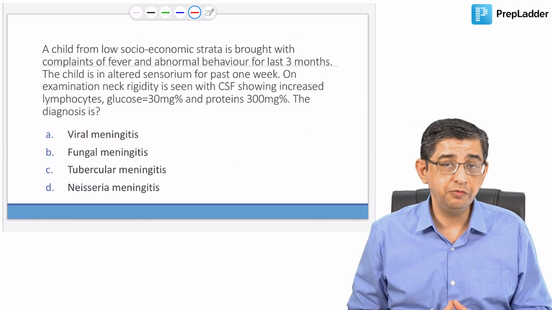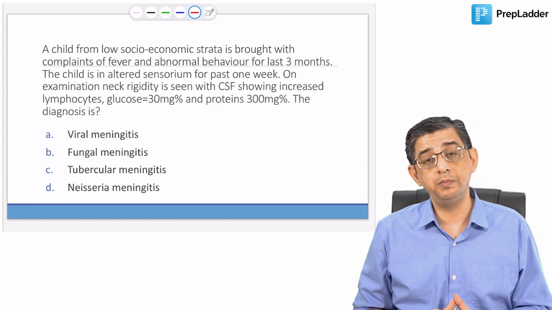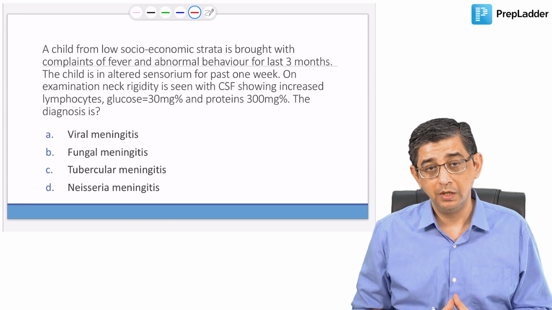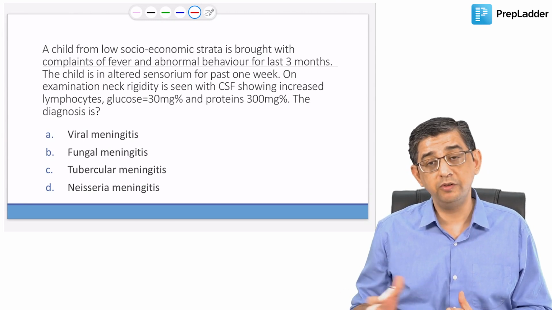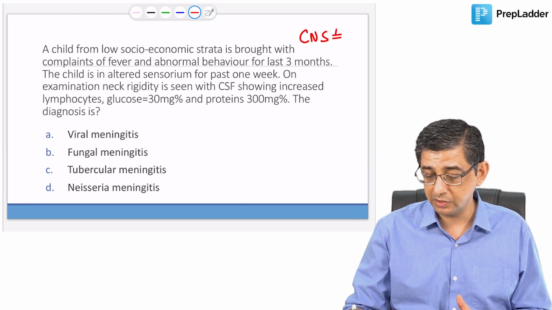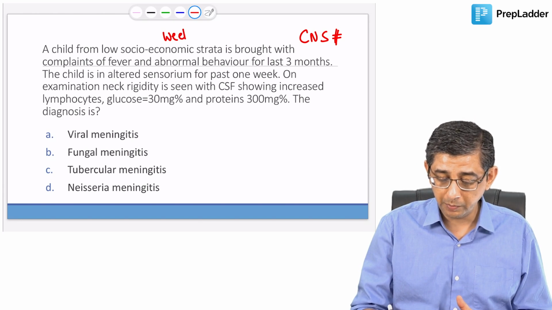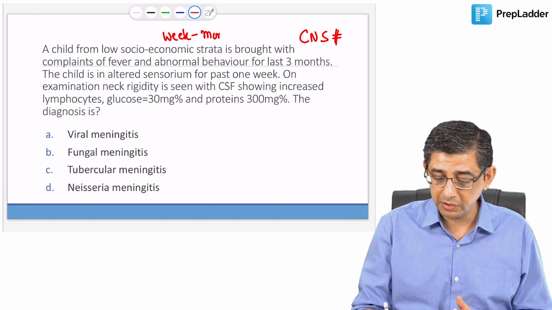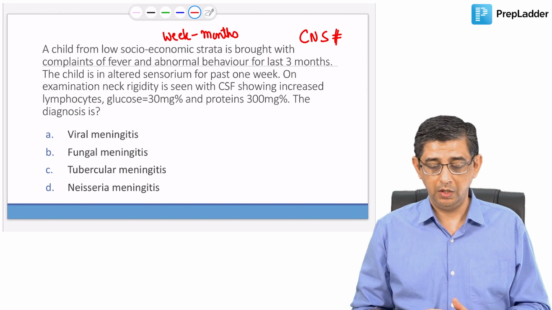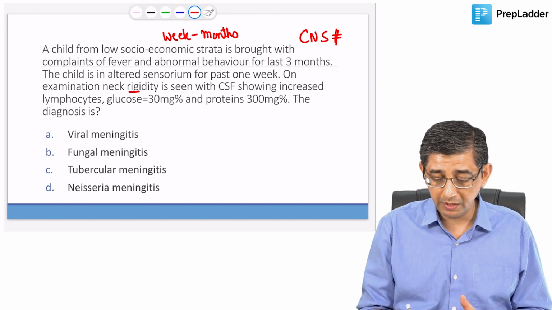It's talking about a child from a low socioeconomic strata who has been brought with fever and abnormal behavior for the last 3 months. The child has been in altered sensorium for the past 1 week. So there's definitely a CNS event that has occurred in this child. The illness of this child is spanning over weeks to months. On examination, neck rigidity is present. So we are definitely talking about meningitis here.